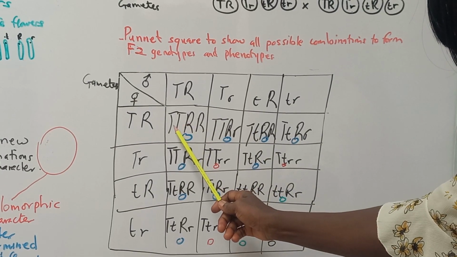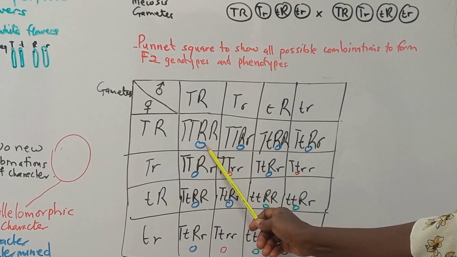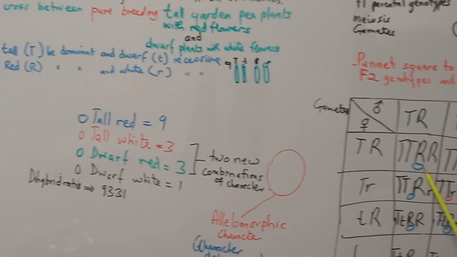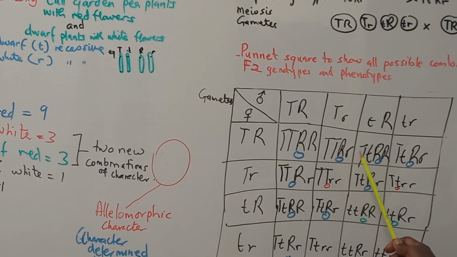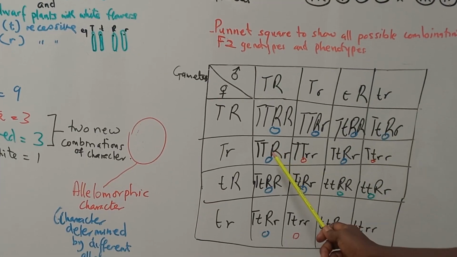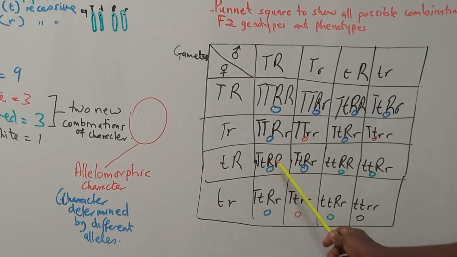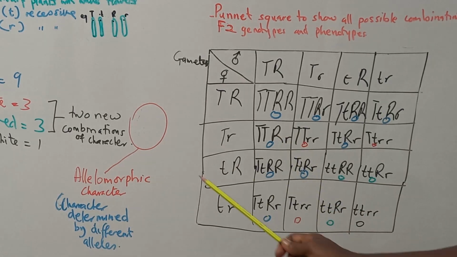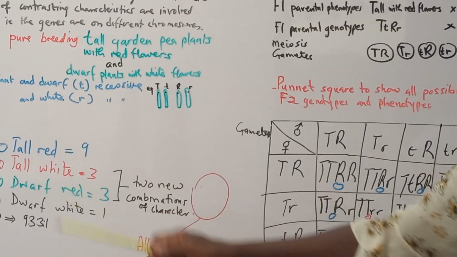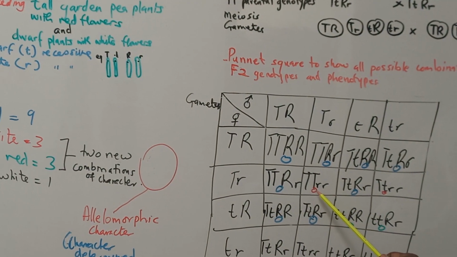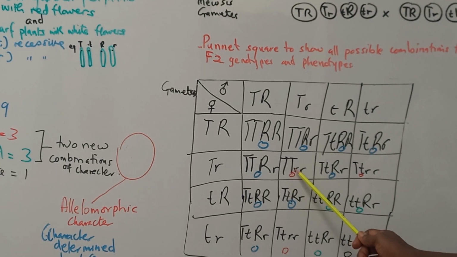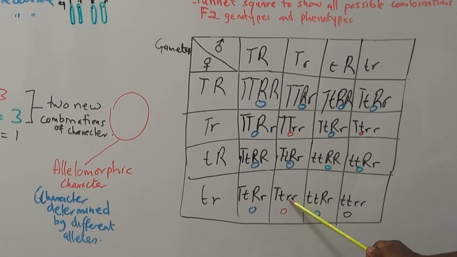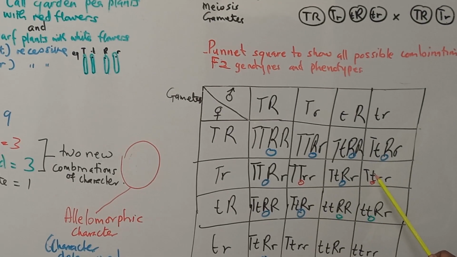Now the phenotype. This one is tall red. Tall is dominant. Red is also dominant. So this one is tall red. Here is tall red, tall red, tall red, tall red, tall red, tall red, tall red, tall red. So counting, I have 9 tall reds. And then here is tall white. This is white. This is tall. This is white. This is tall. This is white. So we have 3 tall whites.